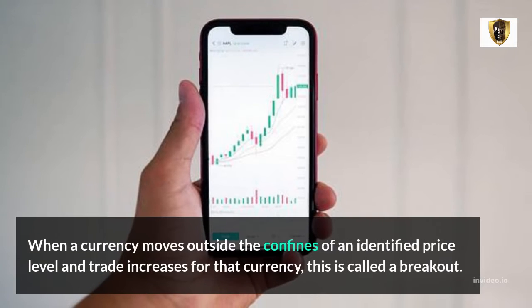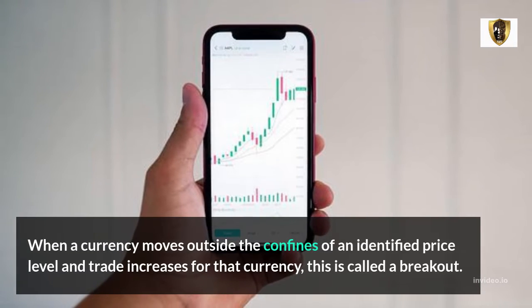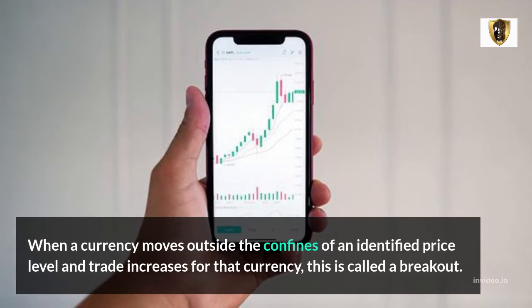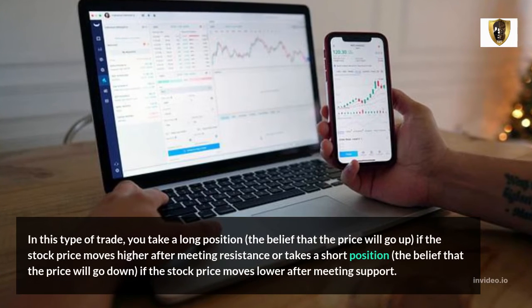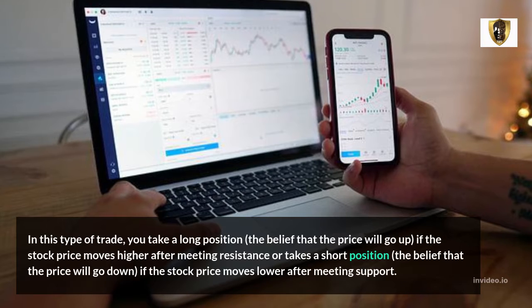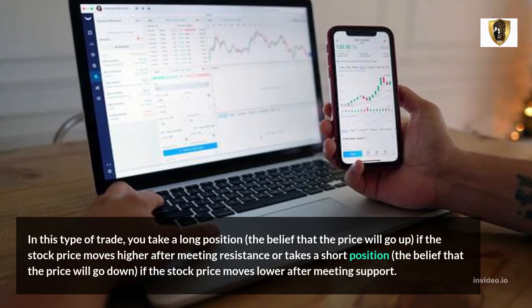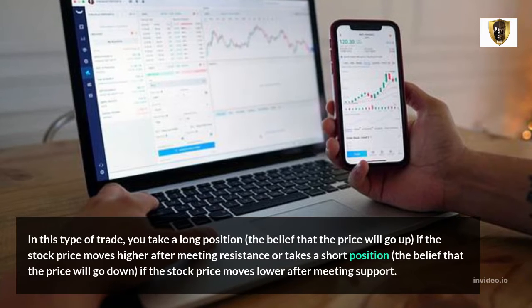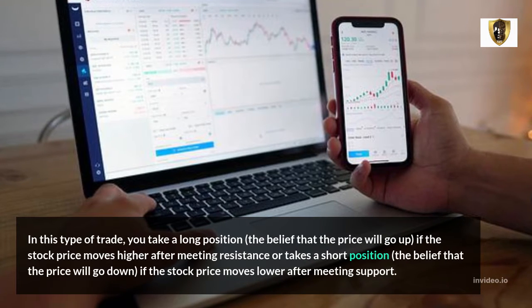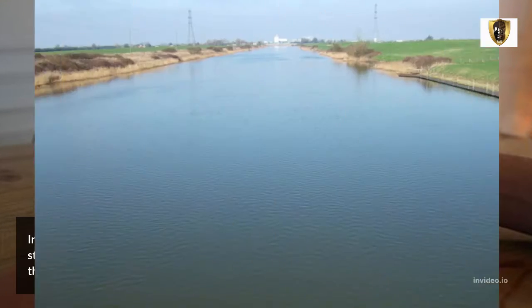When a currency moves outside the confines of an identified price level and trade increases for that currency, this is called a breakout. In this type of trade, you take a long position, the belief that the price will go up, if the stock price moves higher after meeting resistance, or take a short position, the belief that the price will go down, if the stock price moves lower after meeting support.